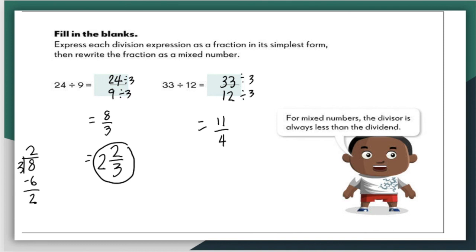Now let's express this as a mixed number using the long division process. 11 over 4 will give us 2, 2 times 4 is 8, and a remainder of 3. So 2 wholes and 3 over 4. So this is our final answer.